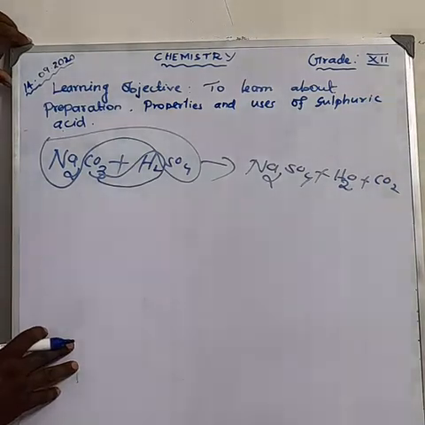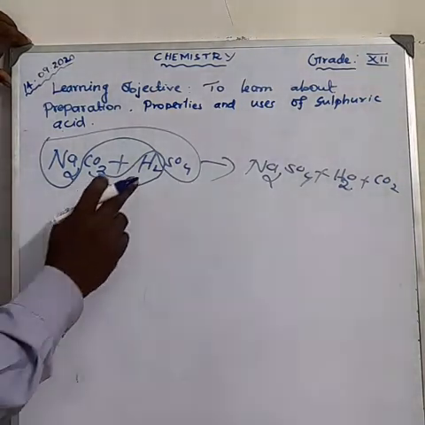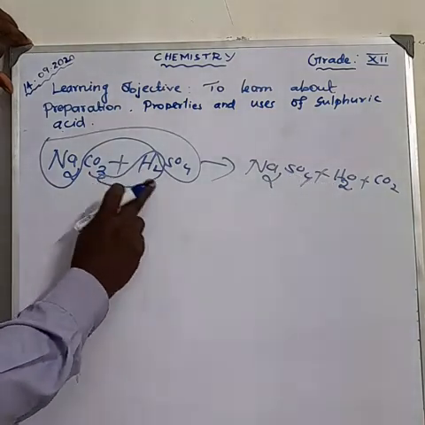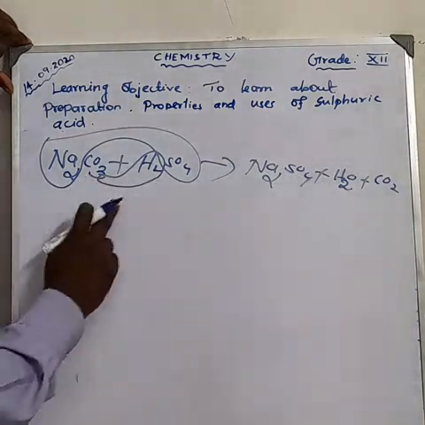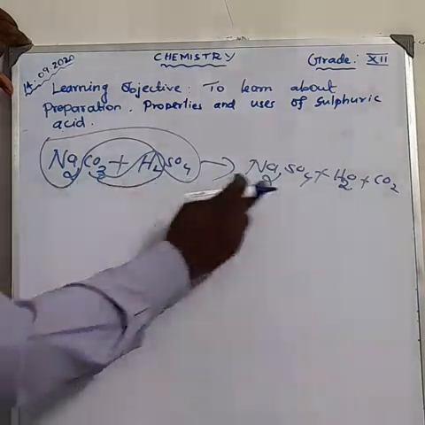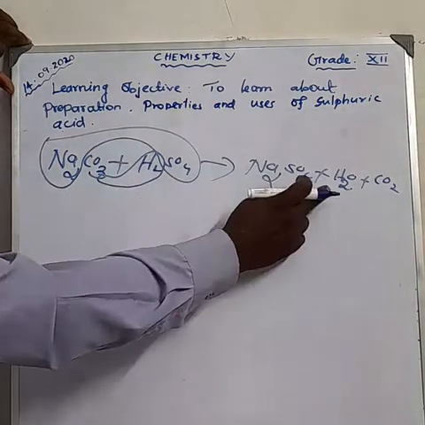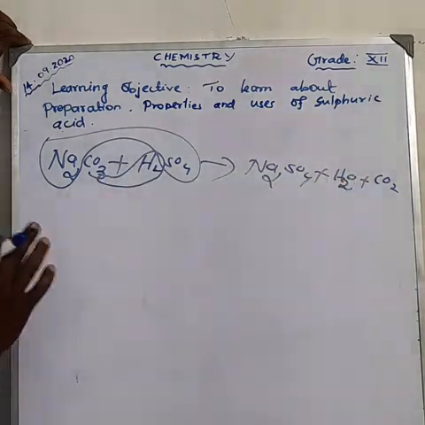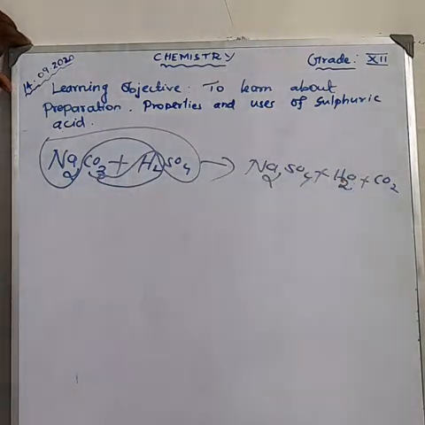Now, how can you balance the equation? Here I have one oxygen. We are balancing. Now the equation is balanced. Two sodium, sulfate also one, and hydrogen H2, carbon dioxide, everything is balanced. Balanced or not? Balanced.